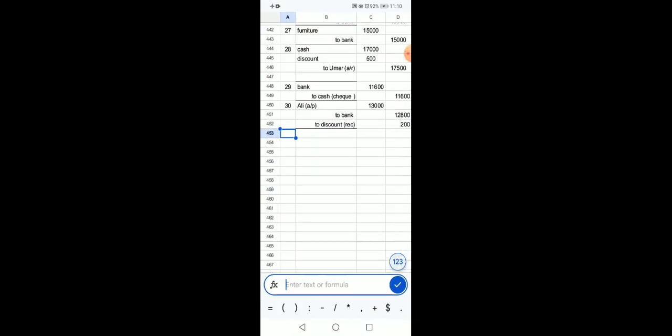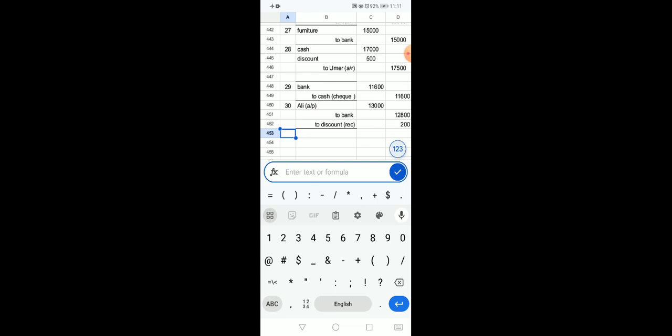But there are two 31st entries. So what we can do is 31A. Let's see what the first 31 is saying. He receives a check. Again, he is receiving the check from whom? Usman, for commission, and deposits the same into the bank.